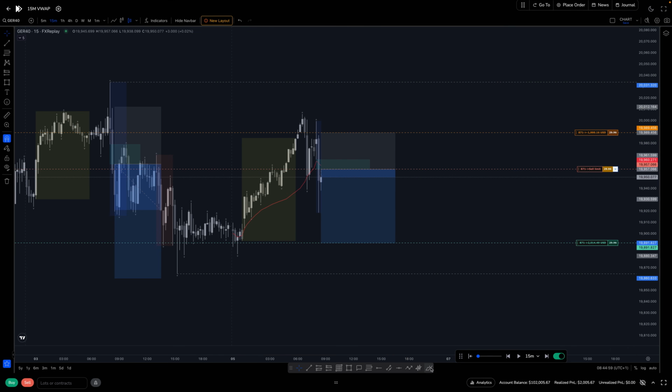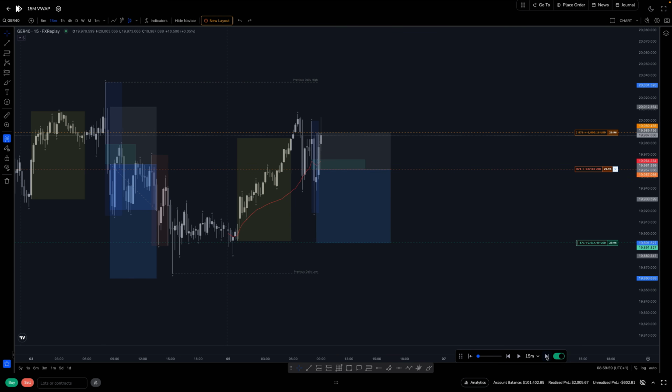If you want to put your stop loss above this swing high, that's fine. But for me, my stop loss is above the VWAP, and it's also above this candle here, which created the fair value gap. So for me, this stop loss is safe in my opinion.